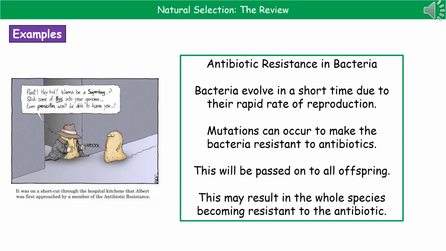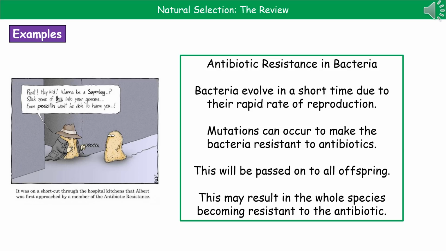Second example for you is antibiotic resistance in bacteria. So what we actually find is, hopefully we remember, bacteria will evolve in a relatively short time because they've got a really rapid rate of reproduction. So when we get mutations occurring that make them resistant to an antibiotic, they get passed on to all of the offspring because they reproduce via binary fission, creating genetic copies. And that means that we can see in a quite short space of time the whole species becoming resistant to that antibiotic.